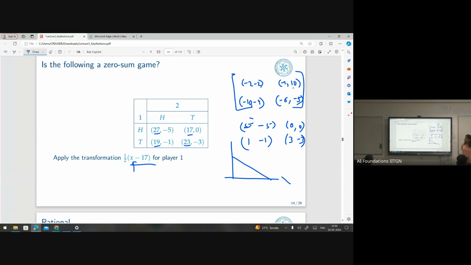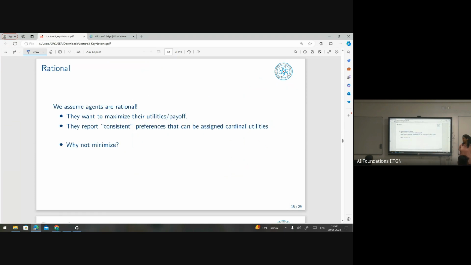Okay. So this brings us to the first assumption in game theory, that is, agents are rational. Because agents are rational, they want to maximize their utility. But does this really mean anything? Can they try to minimize their utility? They can, but it just means that the utilities you have extracted are opposite. You have to reverse the utility there.